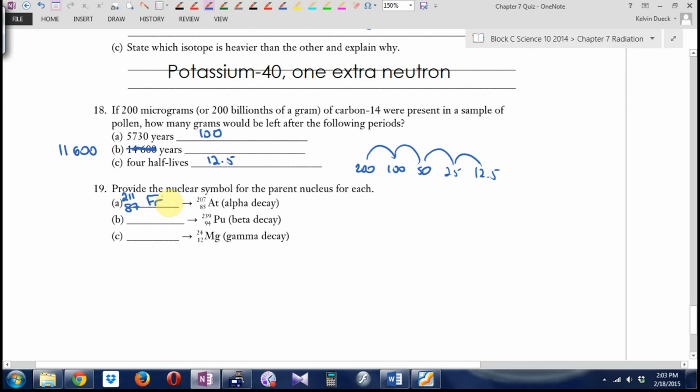Beta decay. Beta decay, that means this used to be element number 93. It gained a proton. Used to have a mass of 239, but instead of Pu, oh, that's a great element, what's the bottom number on that? Np. So it's 239, 93 Np. Gamma decay, oh, you know what? Nothing changed, it just lost energy.